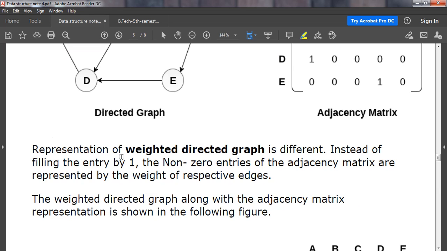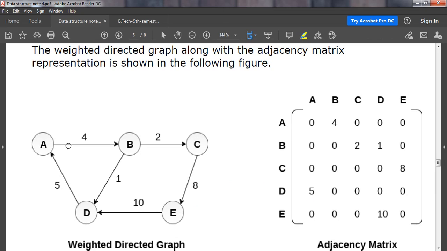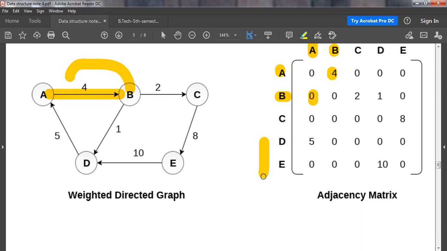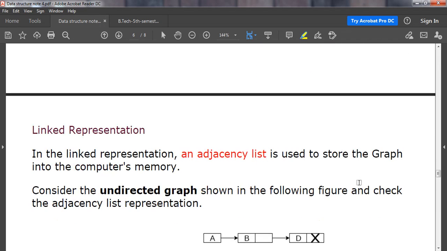Now there is also a weighted directed graph. In the weighted directed graph, along with the direction, a weight is given. So from A to B, a weight of 4 is given. Since it is directed from A to B and not from B to A, from B to A I have written 0. This way you make your adjacency matrix. This is one way of representation.